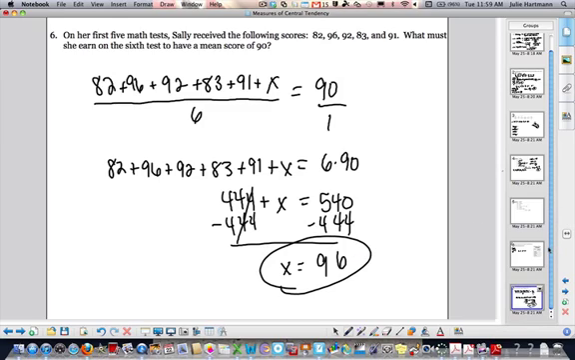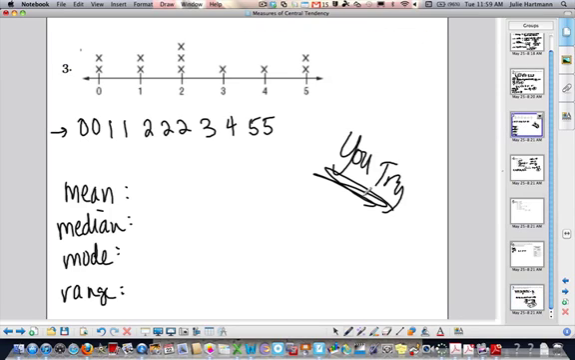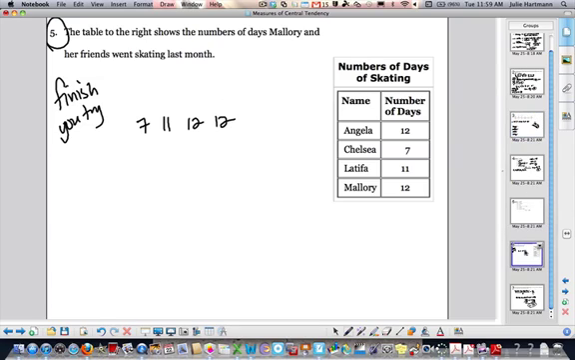Okay, that is it for the examples. You have a couple of "you try" problems back from this one right here and this one. Finish those. Find for each of them the mean, median, mode, and range. And there you are. Measures of central tendency.